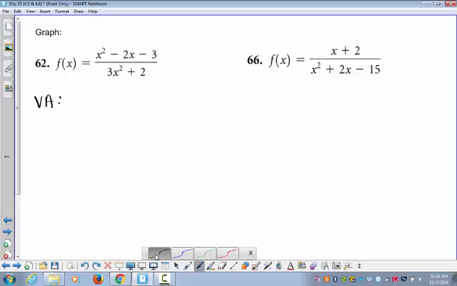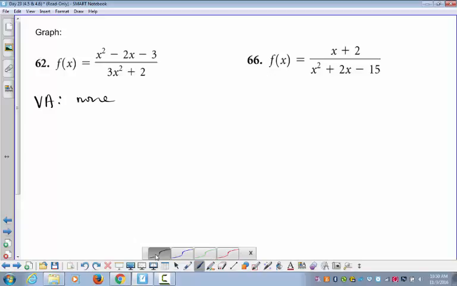Are there any VAs here? So the VAs are where the denominator is 0. Is the denominator ever 0? No. The denominator is never 0 there. So there's actually no vertical asymptotes here. So this is not going to be what we tend to think of when we think of a rational function. Typically, we're thinking vertical asymptotes and these little arches all over the place. So no vertical asymptote there.